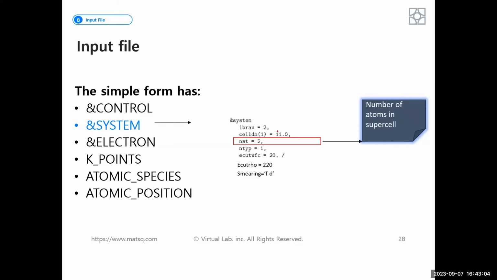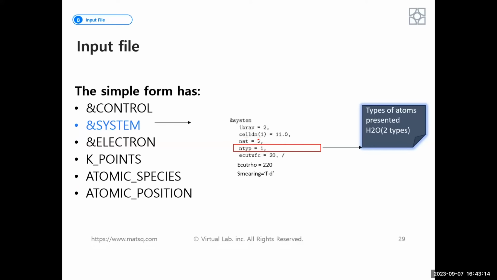The next one is the number of atoms in the supercell, NAT, meaning the number of atoms. We have 2 atoms in here. And ntyp, the next one, means how many types of atom we have. If I am only studying pure iron, then we only have 1 atom type. If I am studying water, we have 2 atom types. So the number would be 2 if I am studying H2O, for example.